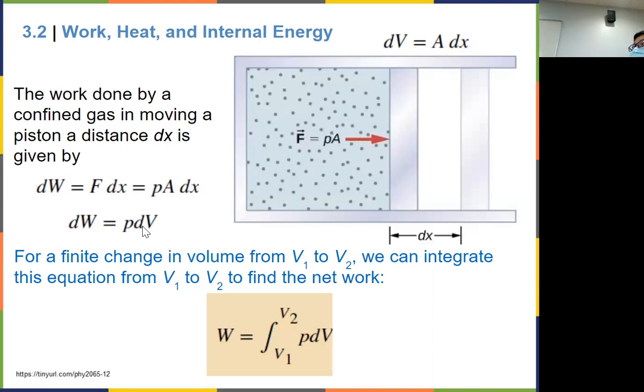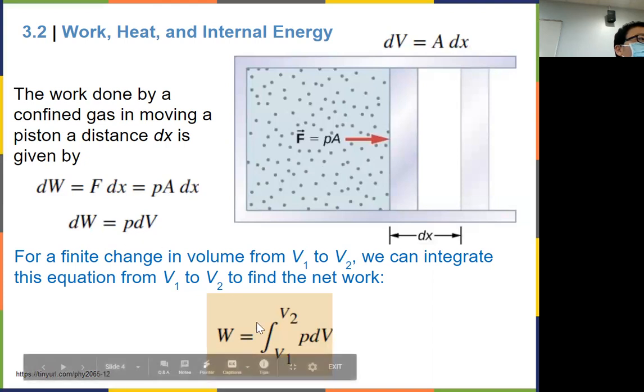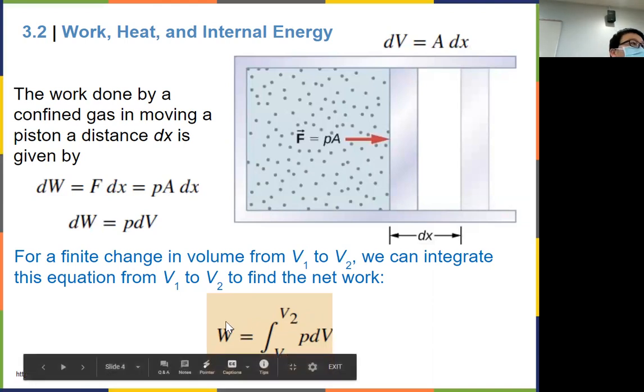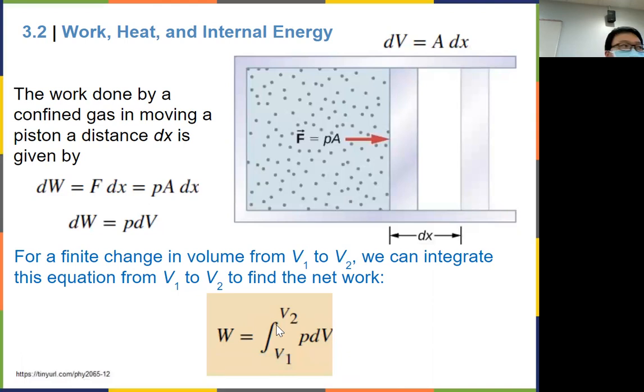To calculate the total work done, you will be doing integration. If the volume expands from V1, the initial volume, to the final volume V2, then the work should be equal to the integral from V1 to V2 of P dV. This is the general equation you can use to calculate the work done by the gas system on the surroundings.